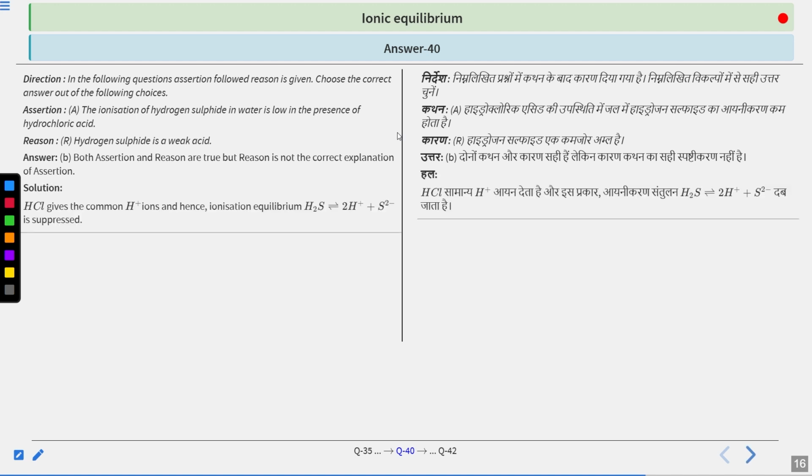So we know that HCl gives the common ion H+. Due to the common ion effect, the H2S dissociation is suppressed. Of course, hydrogen sulfide is a weak acid, but this is not the explanation for the above statement, right? So what is the correct reason? The reason is the common ion effect caused by the H+ ion from HCl. Clear? Okay.